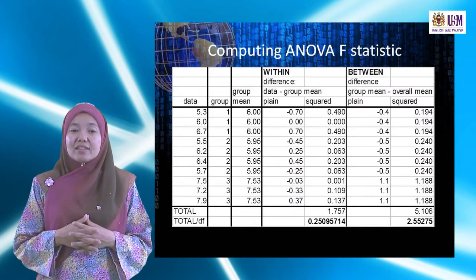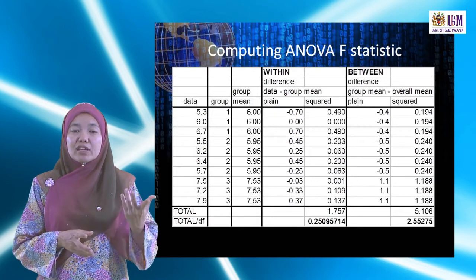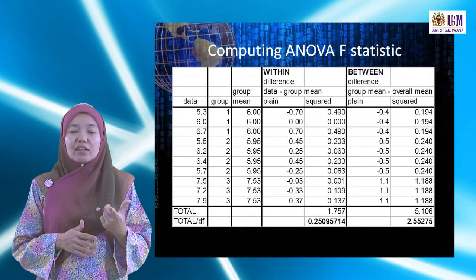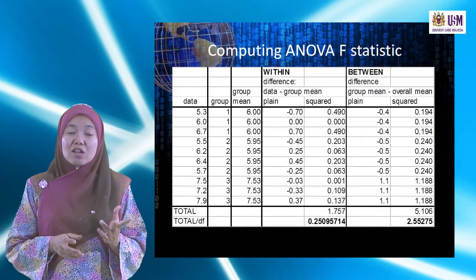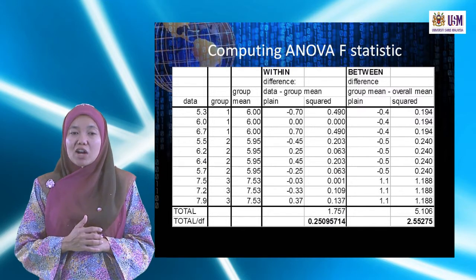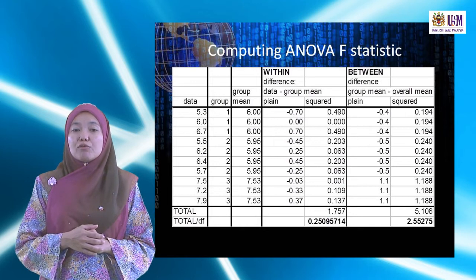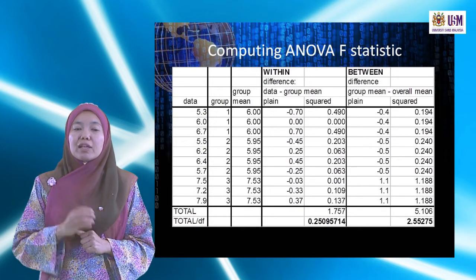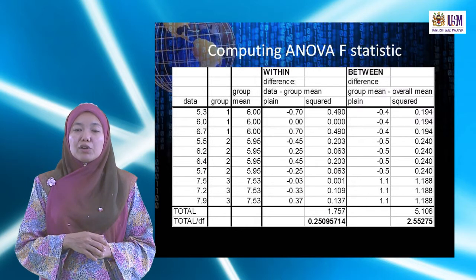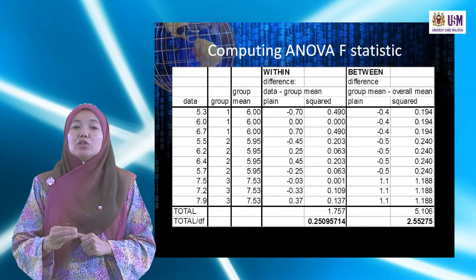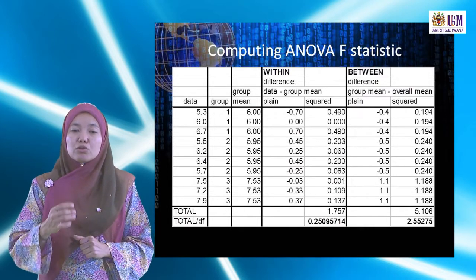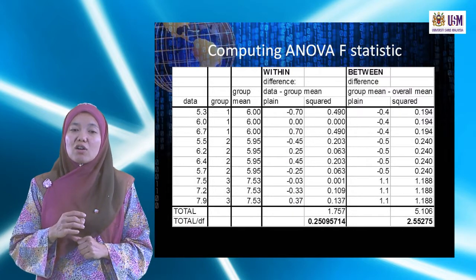So the group mean is simply you add up 5.3 plus 6 plus 6.7, you add all 3 and divide by 3, you get group mean for group 1, which is 6. It's all the same for all 3 observations in group 1. And then for group 2, 5.5 plus 6.2 plus 6.4 plus 5.7, you add up and divide by 4, that will give you 5.95. So the group mean for all observations in group 2 is the same. And similarly, you do for group 3.